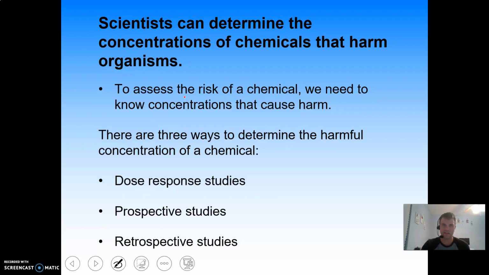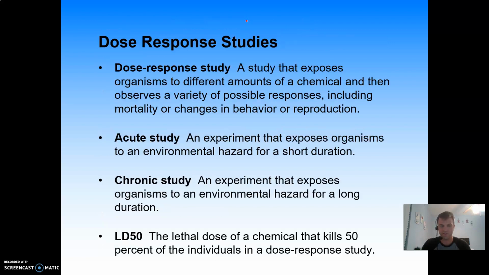So scientists can determine the concentration of chemicals that harm organisms. To assess the risk of a chemical, we need to know the concentration that causes harm. There are 3 different ways to determine the harmful concentration of a chemical. We look at dose-response studies, which are the ones that you're pretty much going to do in a lab. We're also going to look at prospective studies and retrospective studies.